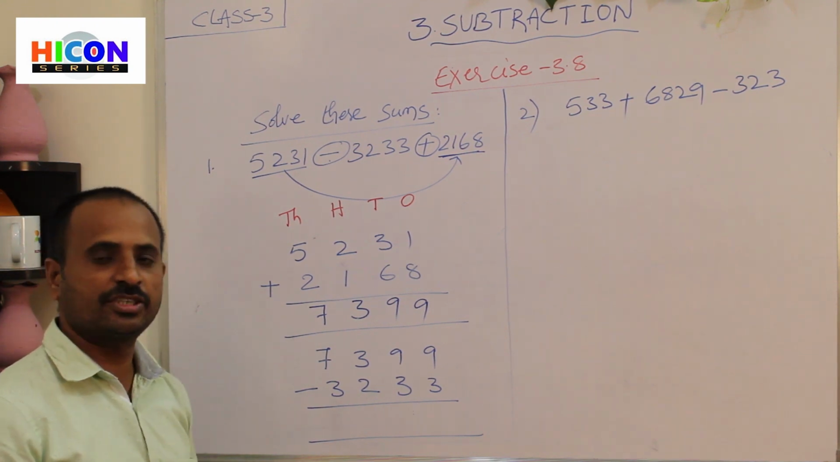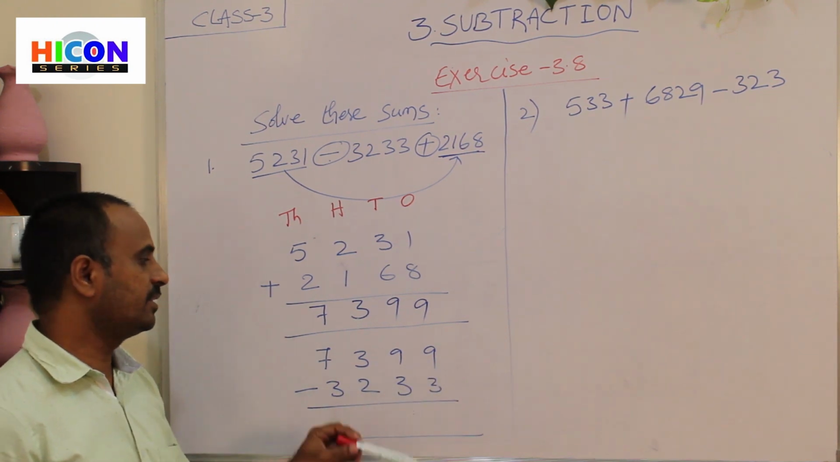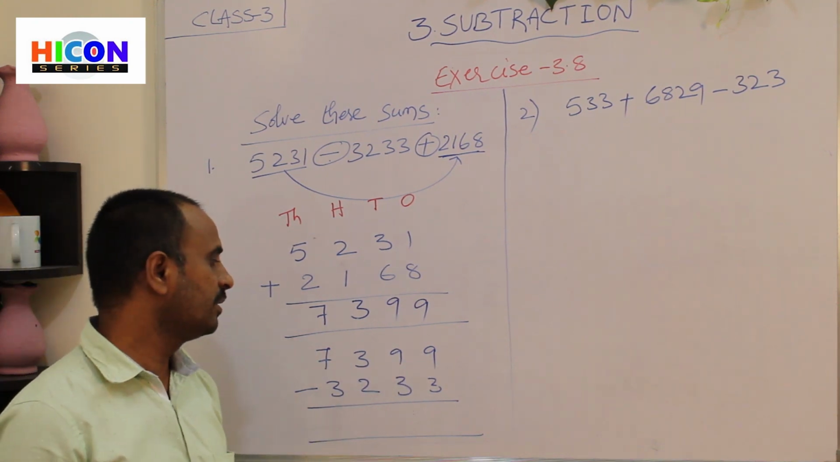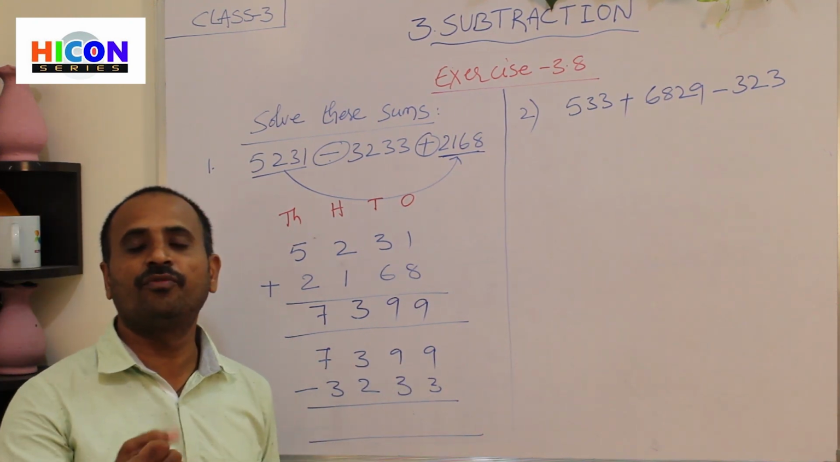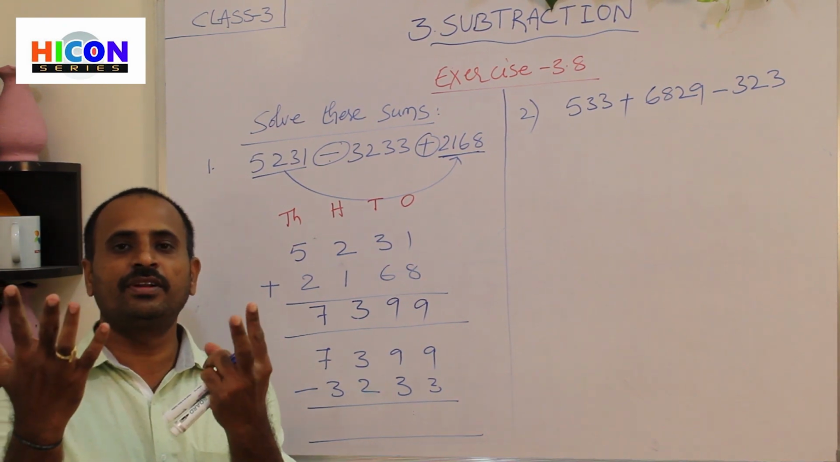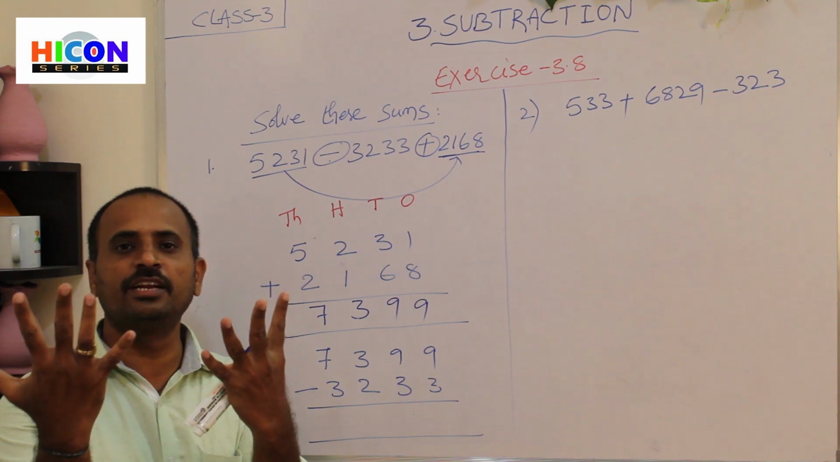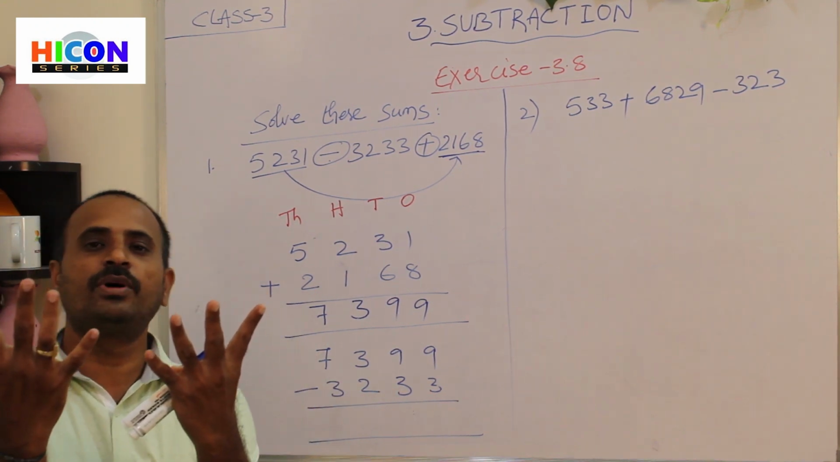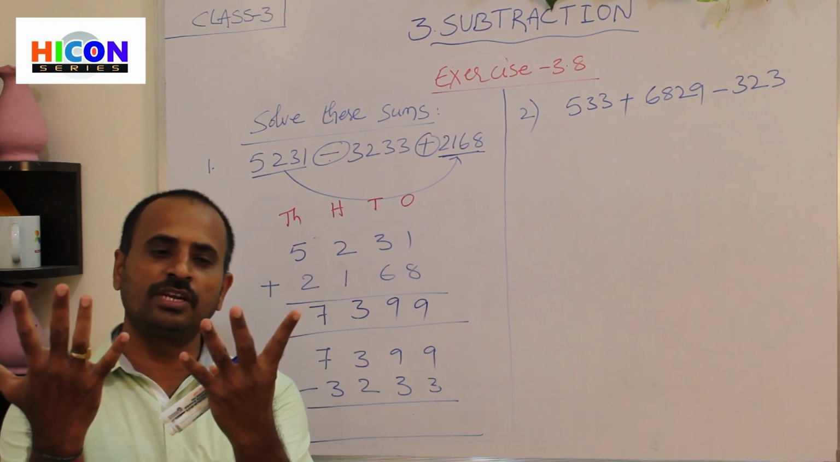So start subtraction from ones place. What are the digits present in ones place? 9 and 3. So open 9 fingers of your hand. 1, 2, 3, 4, 5, 6, 7, 8, 9. Children, these are the 9 fingers. What is the second number? 3. So close 3 fingers among these 9 fingers.